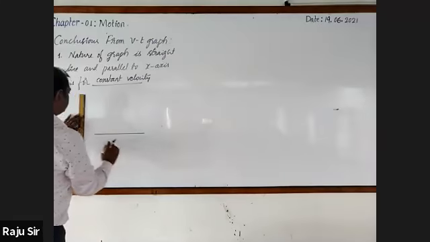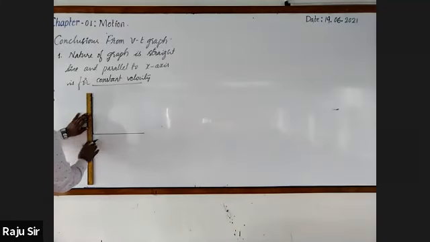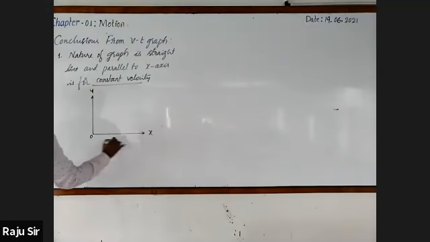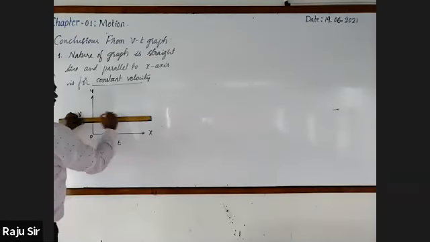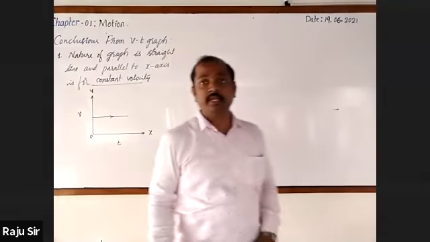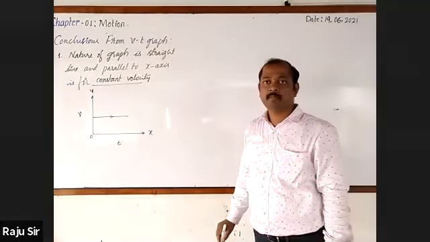Draw the x-axis and y-axis. And here it is time axis. This is velocity axis. And this line is parallel to x-axis. Can be shown like this.